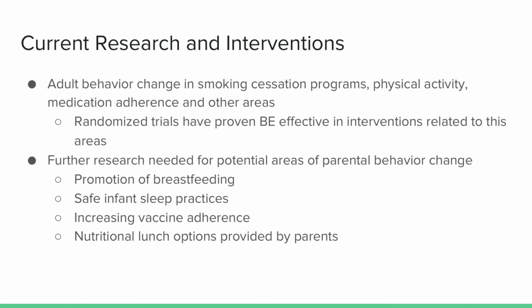Oftentimes, behavioral economics is used in adult behavior change and has been proven effective for various health topics. Smoking cessation programs, physical activity, and medication adherence are common areas of study for the application of behavioral economics. One example of behavioral economics used in these areas includes a randomized trial of an employee wellness program that was related to smoking cessation. An incentive worth $750 for smoking cessation nearly tripled quit rates from 5% to 14.7%.